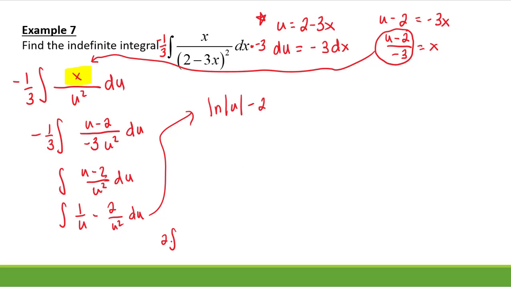Add 1 to your exponent. I'm sorry, that's the negative 2. Add 1 to your exponent, 1 over your new exponent, plus c. Now I need to substitute in.